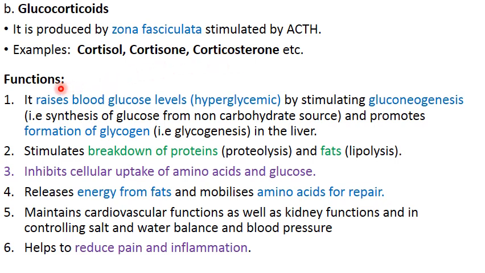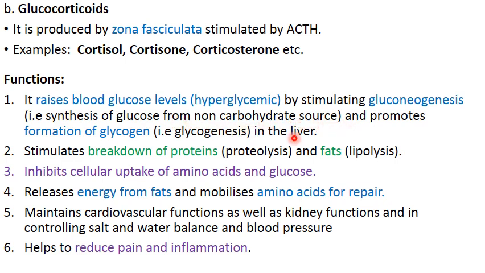Coming to the functions of glucocorticoids. Gluco means glucose. So what does it do? It raises the blood glucose levels. That means it is a hyperglycemic hormone. How does it raise the blood glucose levels? By stimulating gluconeogenesis. Gluco means glucose, neo means new. New means non-carbohydrate source. Normally glucose is made from carbohydrates, that's the source. But if we have production of glucose from non-carbohydrate source, genesis means synthesis. So gluconeogenesis means synthesis of glucose from non-carbohydrate source.